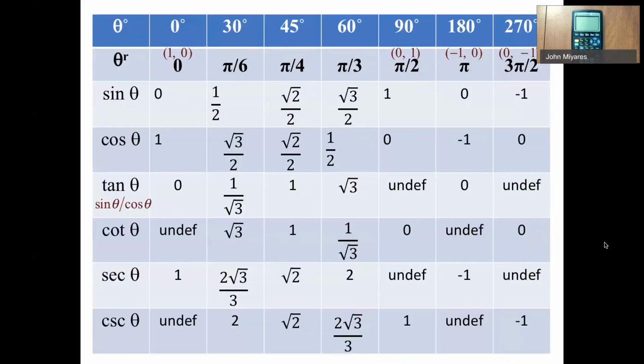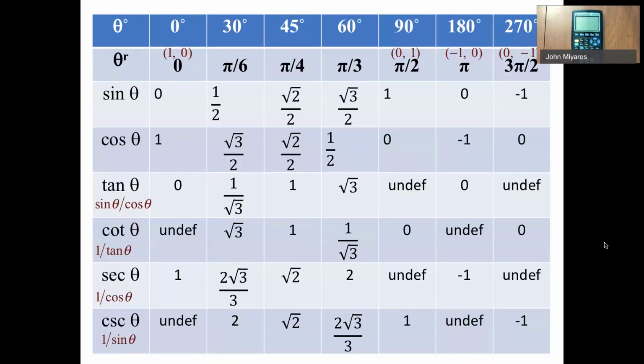As for the others, cotangent is reciprocal of the tangent, secant is reciprocal of the cosine, and cosecant is reciprocal of the sine. This way, if we know the cosine of 0 is 1, then the secant of 0 will be the reciprocal of that, which is 1. If we know the cosine of 270 degrees is 0, then the secant must be undefined because the reciprocal of 0 is undefined.